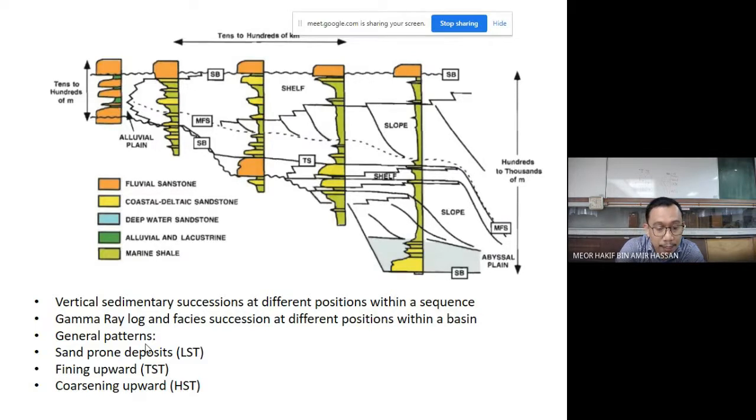Okay. So anybody has an idea why is it going to be sand prone? Kenapa banyak sand masa LST? Any ideas?